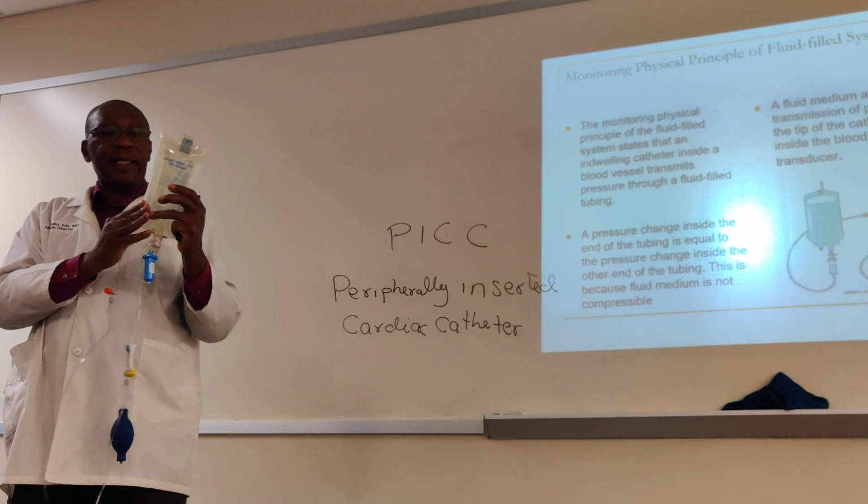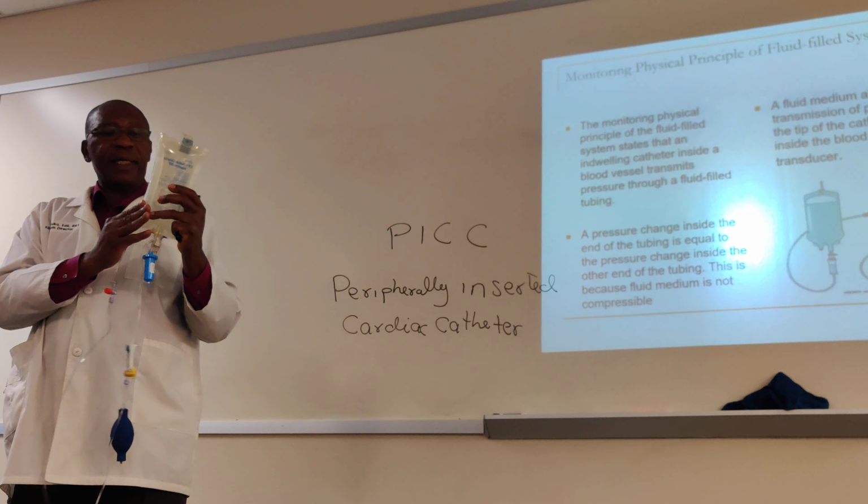a pressure change inside one end of the tubing is equal to the pressure change inside the other end of the tubing. So whatever pressure that you have inside the catheter, inside the blood vessel, will be the same pressure in here. Okay, and that is because you cannot compress fluid. Okay, you cannot compress fluid. So that's why the pressure is always the same. Okay.